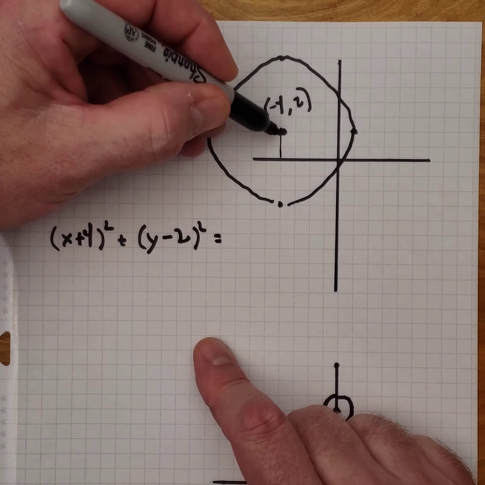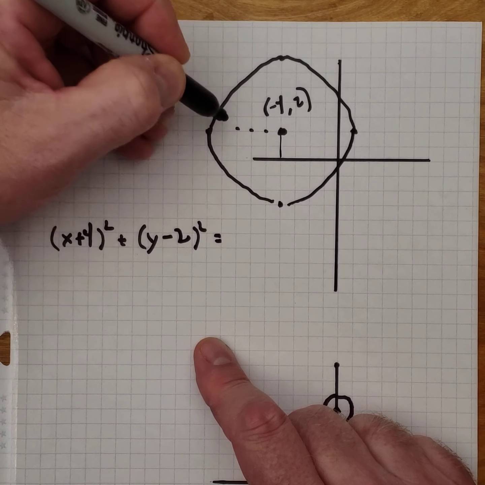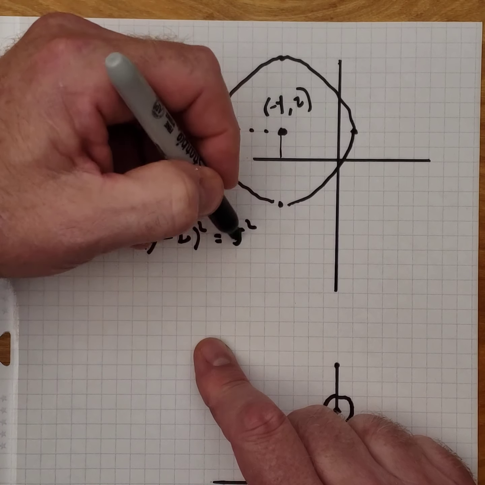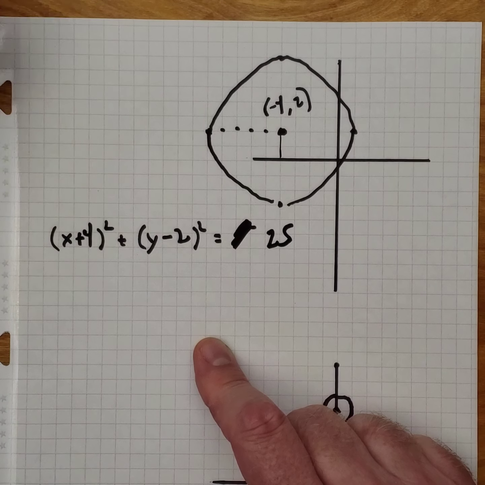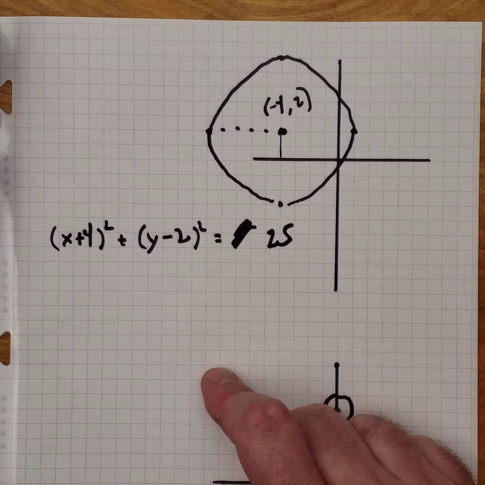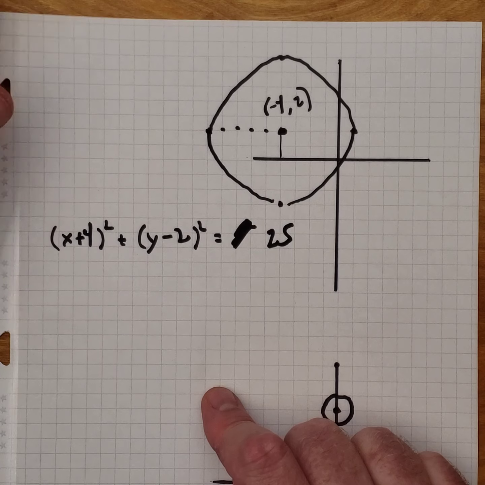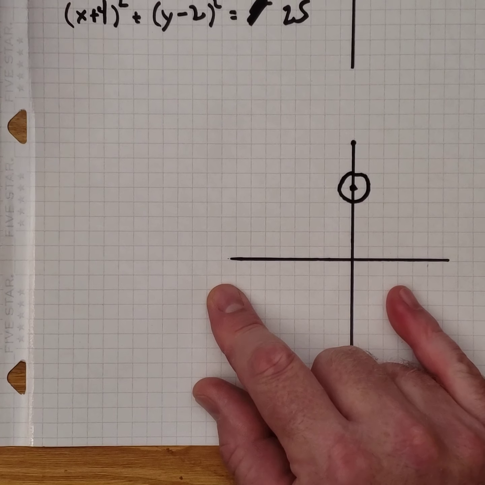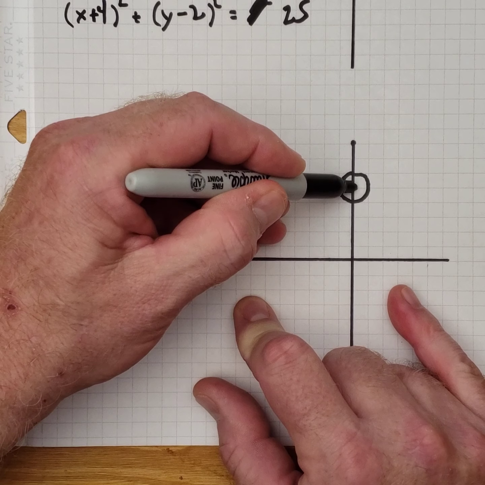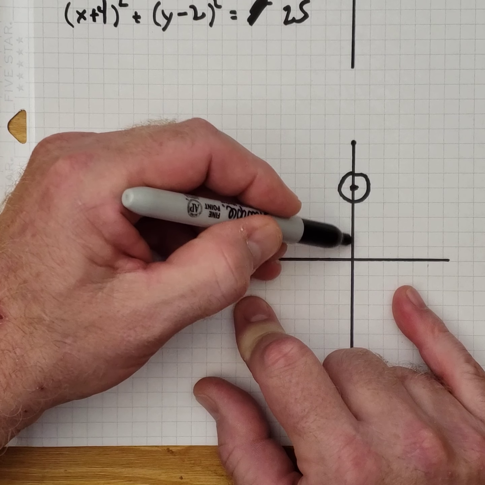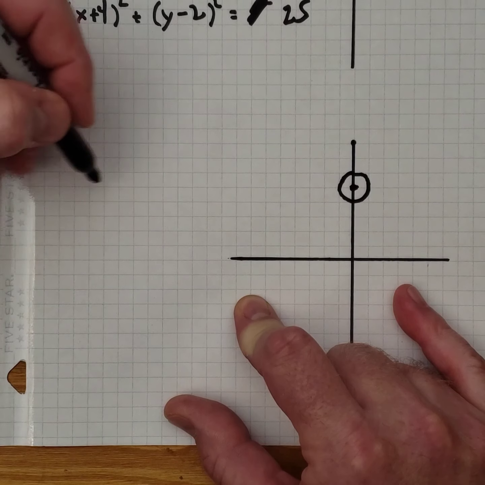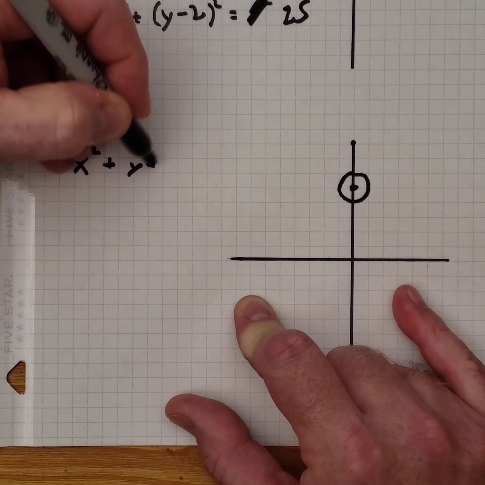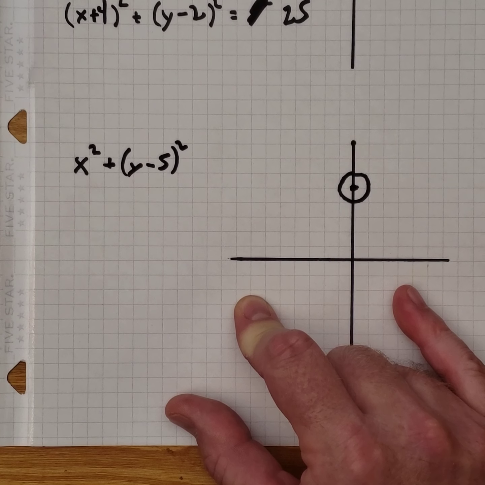And then our radius, all we have to do is count. 1, 2, 3, 4, 5. Or as I said before, we'd want to write 25. Real simple. All you got to do is count squares, and that'll give you your x and y coordinates. Here, our center is at 0, 1, 2, 3, 4, 5. So that would be x squared plus y minus 5 squared.